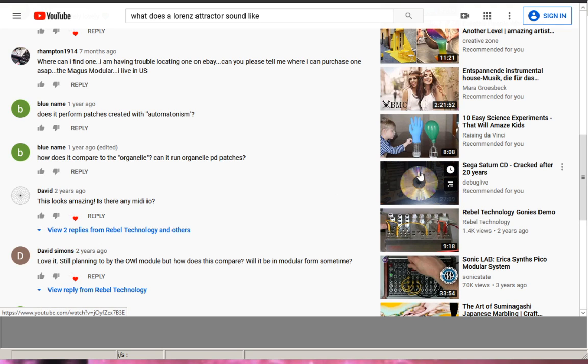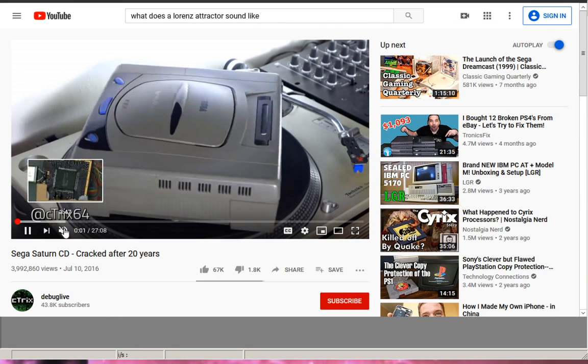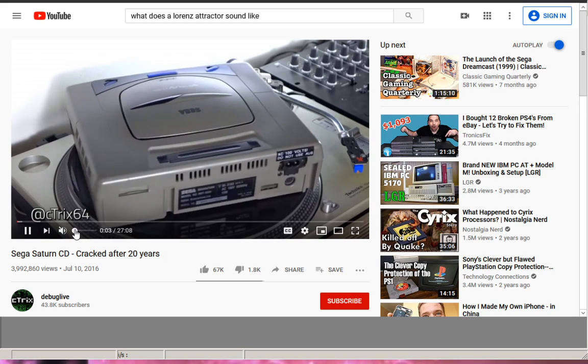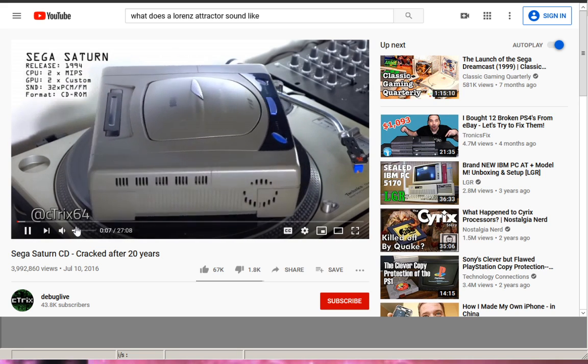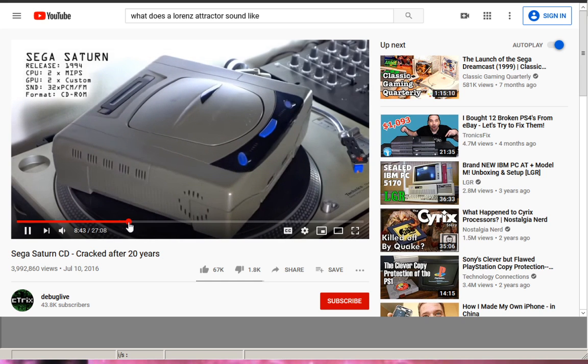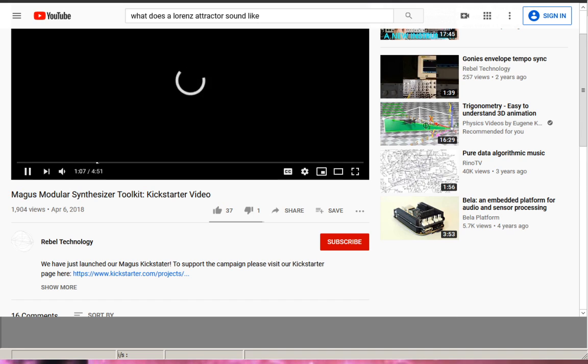Sega Saturn CD. Cracked. What is this? And when released back in 1994, this was arguably the king of gaming consoles. 2 CPUs. And I also took the opportunity to I'm sure you imagine.